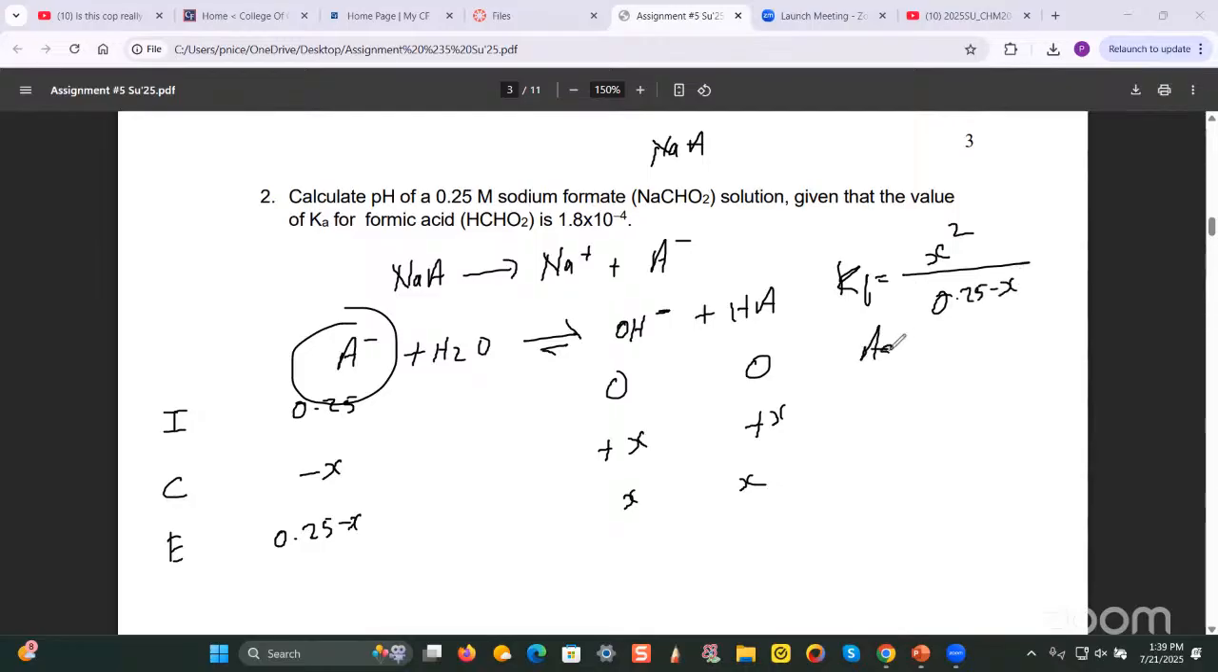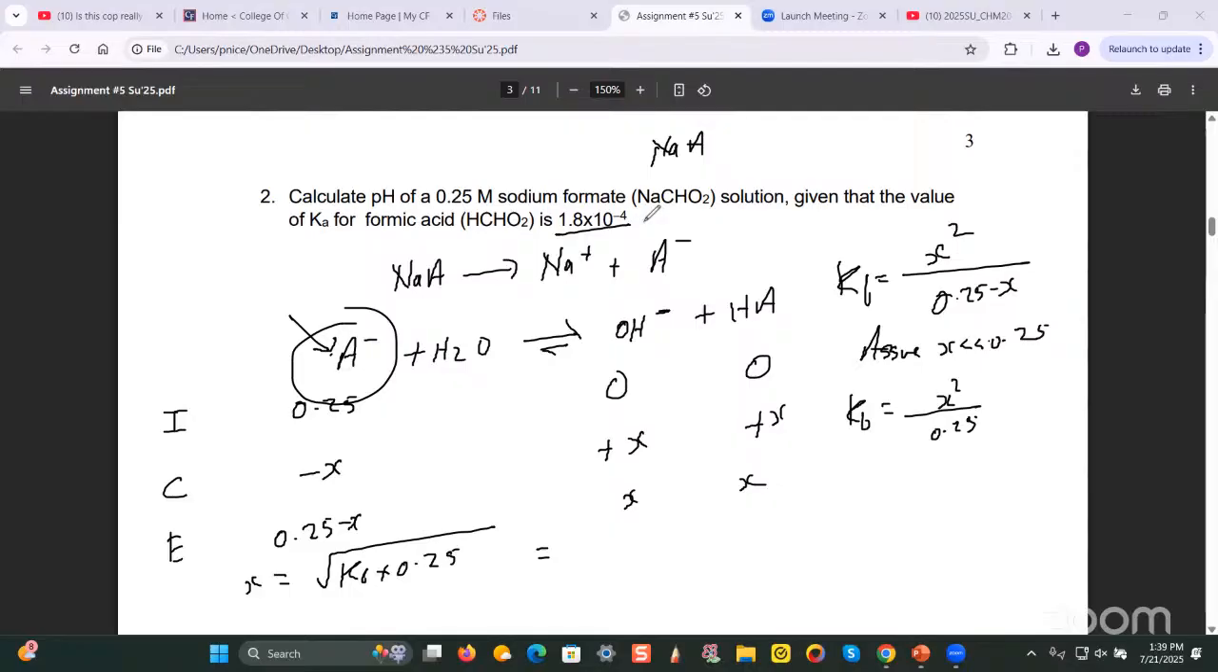Now, again, we're going to assume that X is much less than 0.25, which means that Kb is equal to X squared over 0.25, which means that X is equal to the square root of Kb times 0.25. Now, you will not find Kb in the tables that I've provided for you, right? Because this is the Kb for the formate ion. What we need is to calculate Kb based on the Ka of formic acid. So this is Ka for formic acid. So how do we find Kb?